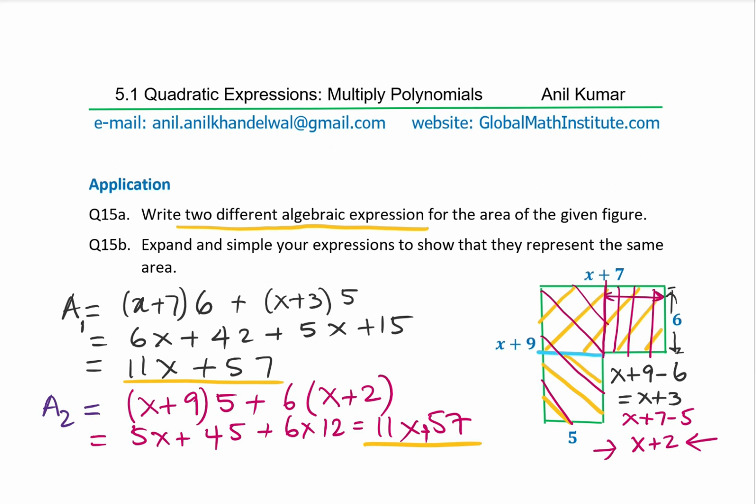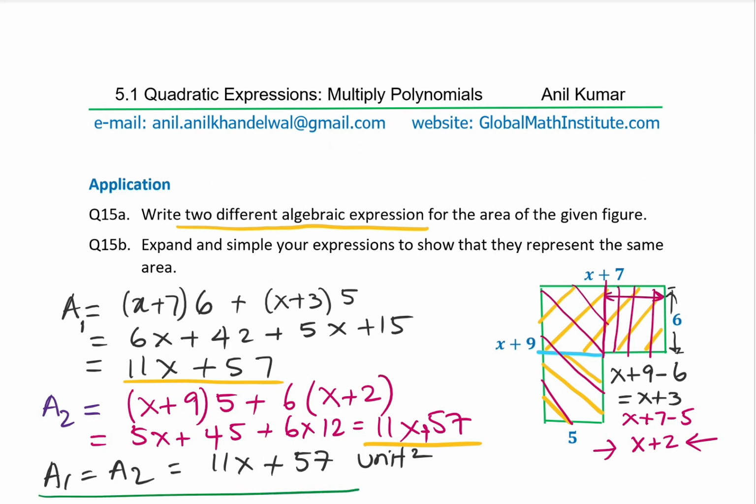Perfect. So actually speaking, we had to write two different algebraic expressions for the area of the given figures, and the second part is to expand and simplify your expression to show that they represent the same area. Well, we got the same area. We know that now A1 is equal to A2, and both are equal to 11x plus 57 unit square. Perfect. So that is how you could do such a question.